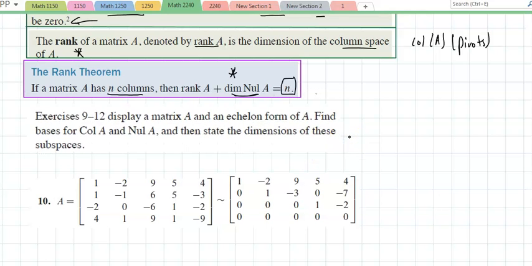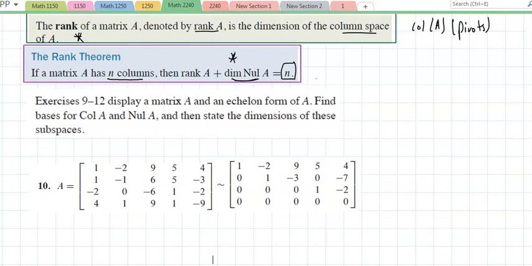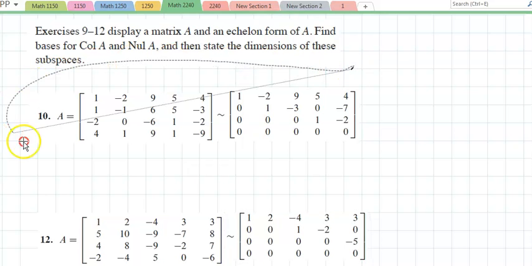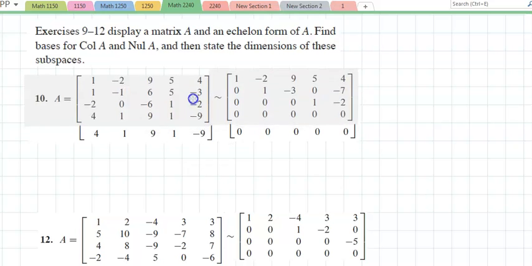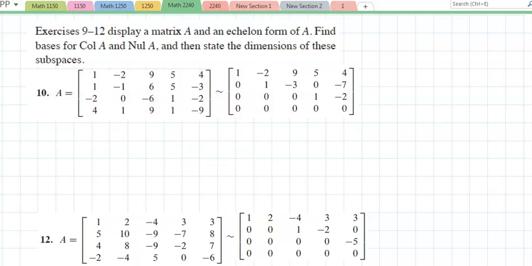Display a matrix A and an echelon form. So they did the work. Again, something we're gonna do for you. We just want to make sure that you understand how this game is played, and you want to be careful not to rush and mix things up. Find a basis for the column space of A and the null space of A. Then state the dimensions of these subspaces.